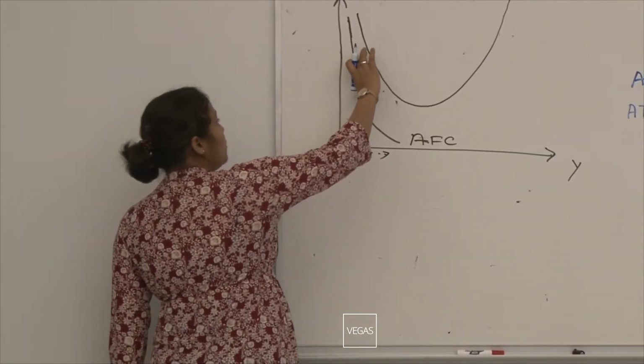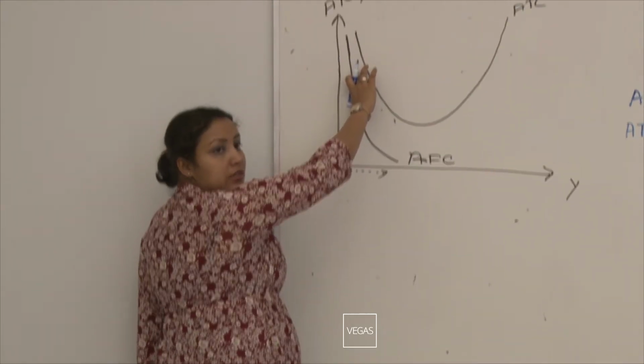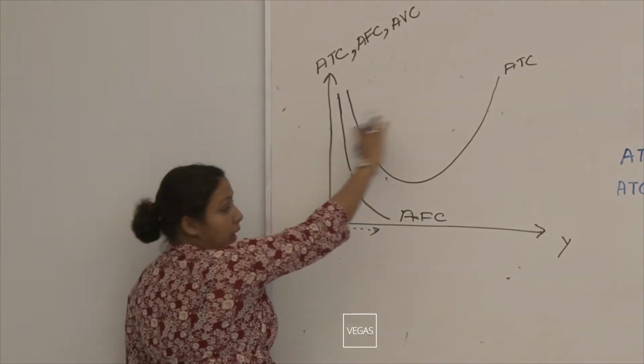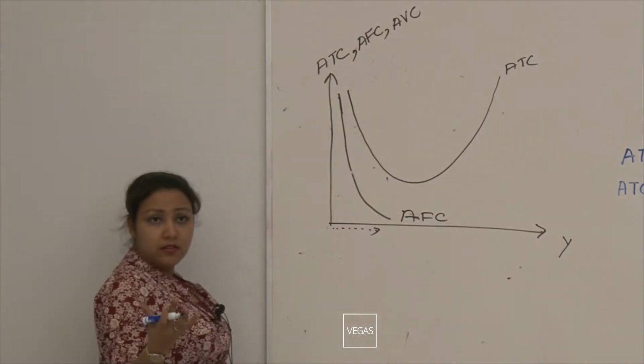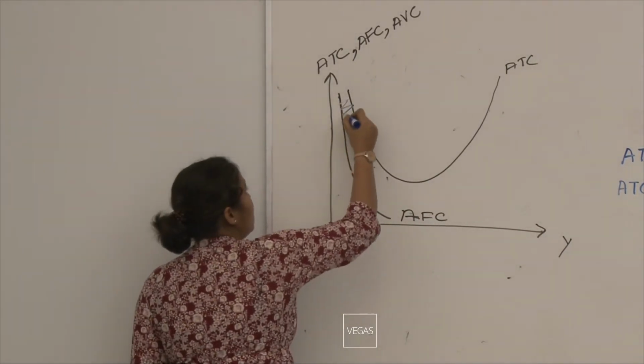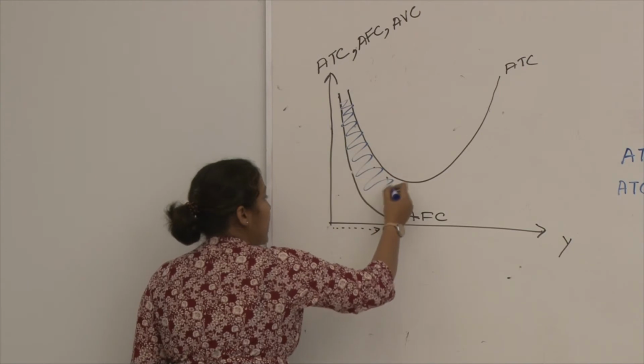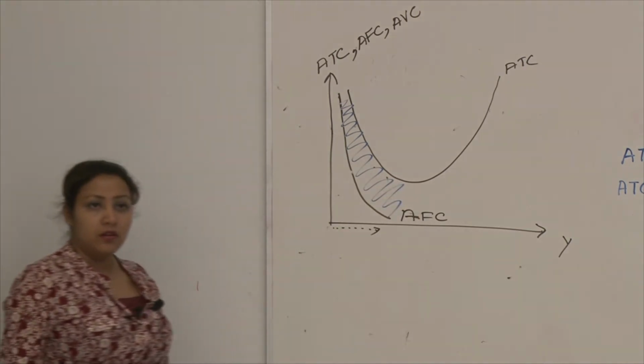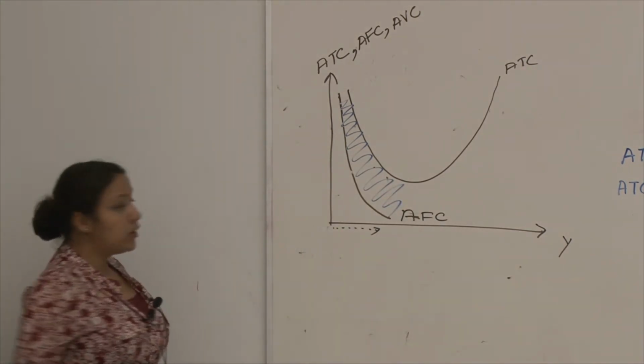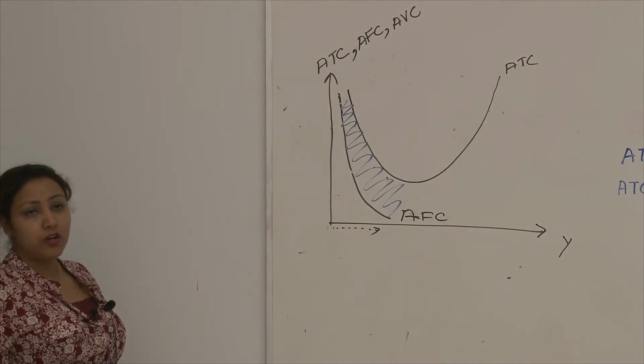The distance between these two is the distance between ATC and AFC, isn't it? And by that equation, that is AVC, correct? So that means if I shade out this portion, what is that? That is average variable cost. And what did we just see about average variable cost?